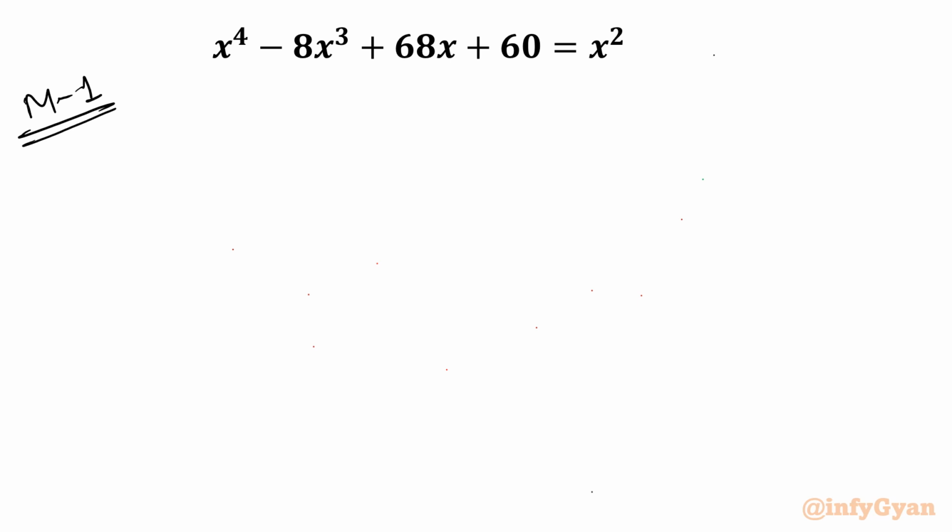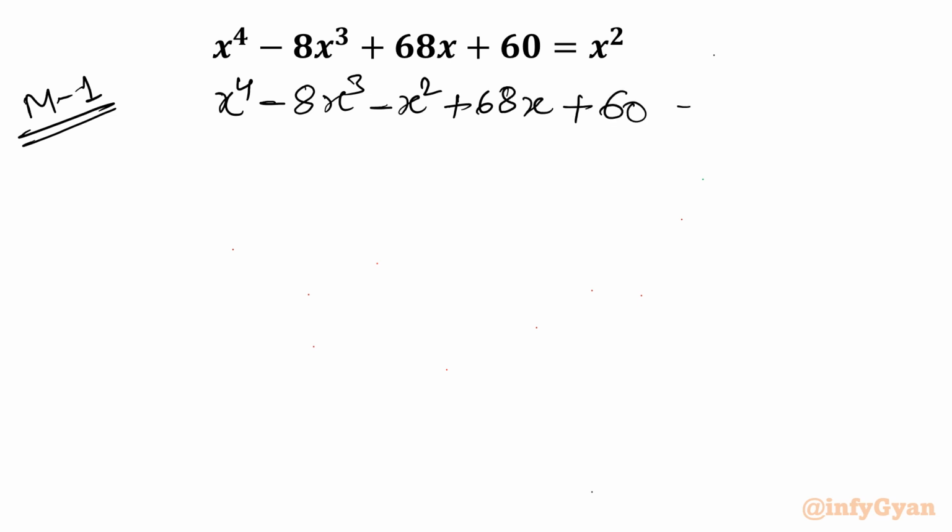To remove the second term, let me write all the terms to the left hand side first. Minus x square plus 68x plus 60 equal to 0. Okay. Now, to remove the second term, which is minus 8x cube, we have to diminish the roots of the equation by one factor. Let me call that factor a.